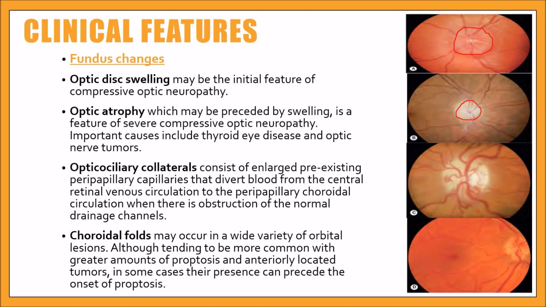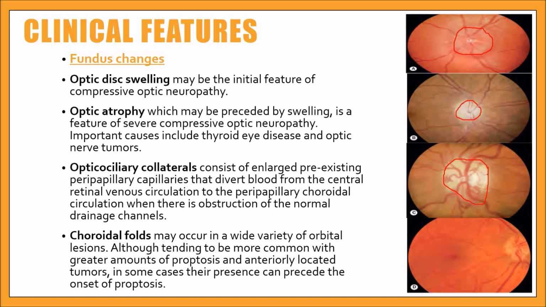Optociliary collaterals consist of enlarged pre-existing peripapillary capillaries that divert blood from the central retinal venous circulation to the peripapillary choroidal circulation when there is obstruction of the normal drainage channels. On ophthalmoscopy, the vessels appear as large tortuous channels, most frequently sighted temporally, which disappear at the disc margin. You can see it in the following picture. The disc seems enlarged as well, and vessels are engorged.